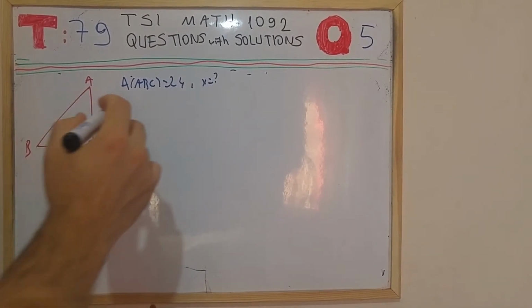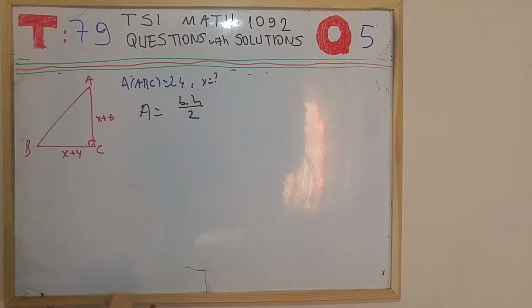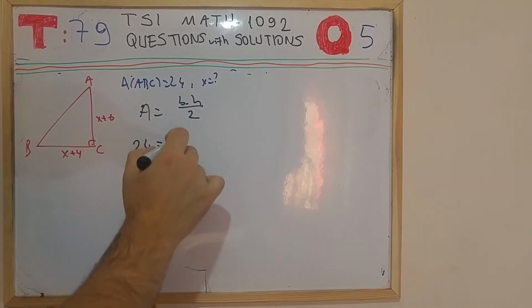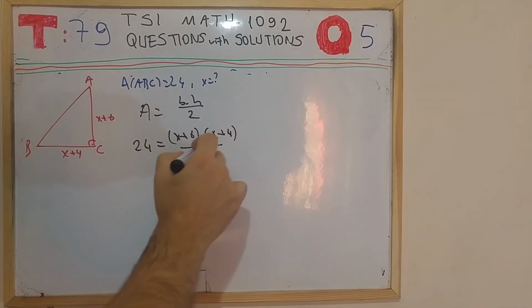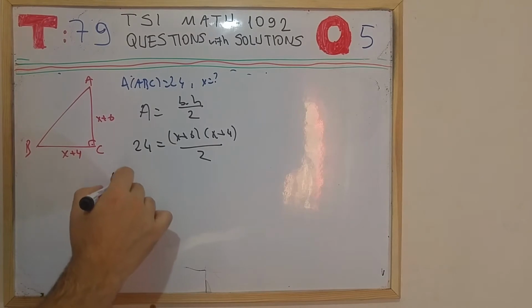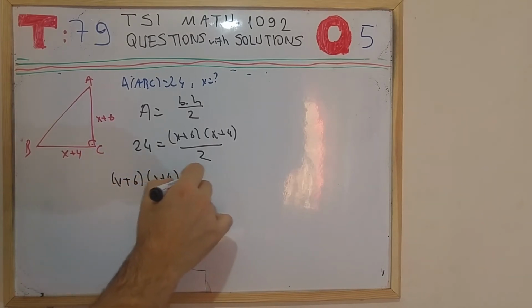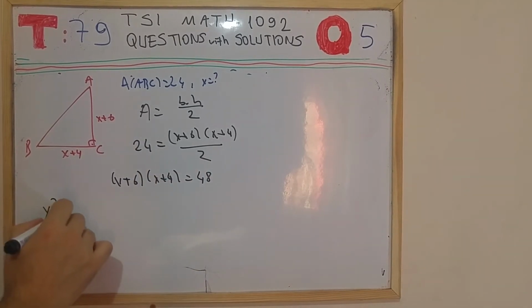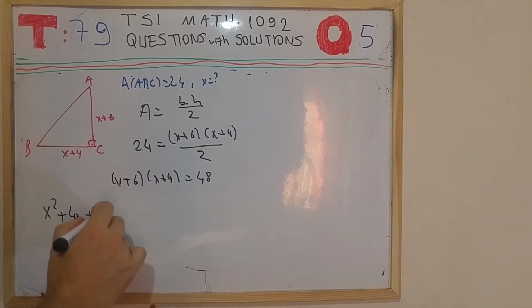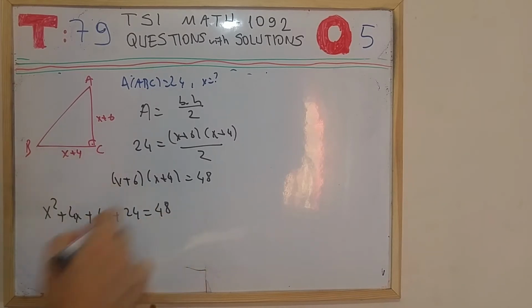We know that the area is equal to base times height over 2. Therefore 24 is equal to x plus 6 times x plus 4 over 2, which means that x plus 6 times x plus 4 is equal to 48. When I expand the parentheses, x squared plus 4x plus 6x plus 24 is equal to 48.